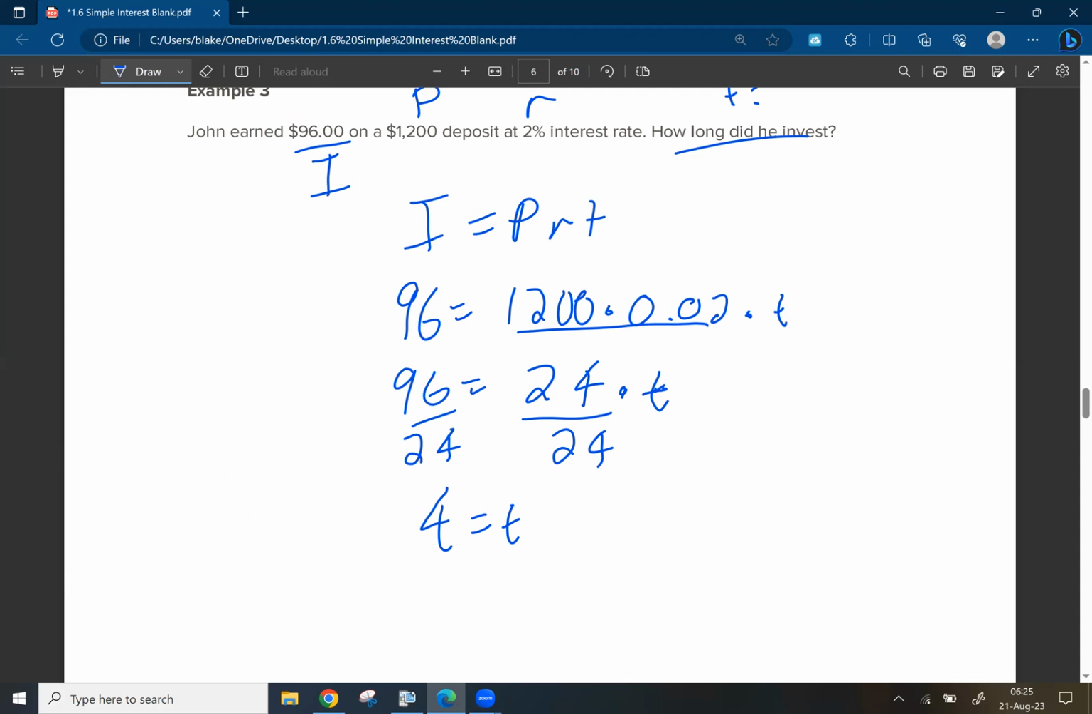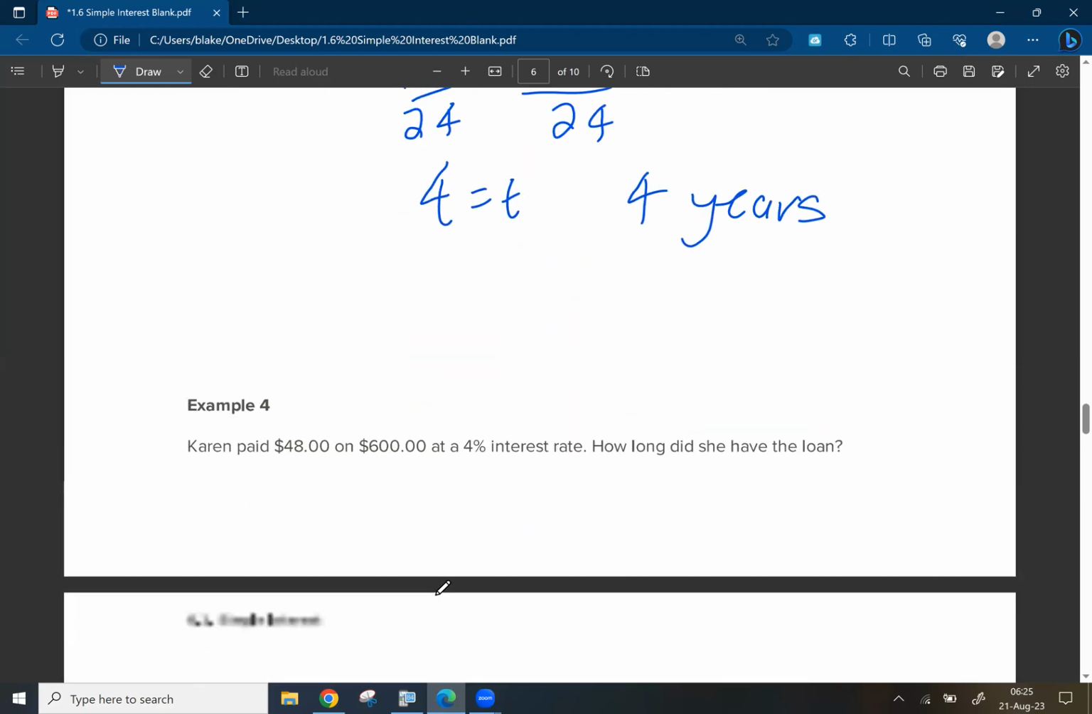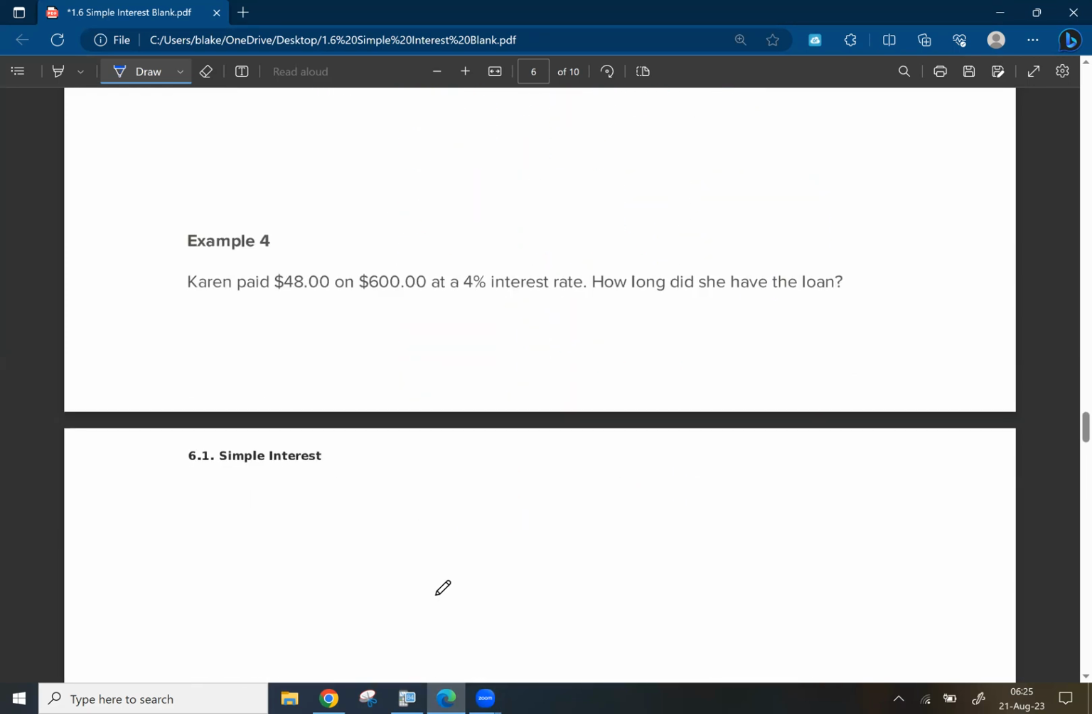So how long do you invest? 4 years. So remember, your answer here is always going to be based on years. Every answer is going to be based on a year or years. Okay, that's going to be its unit. So just keep that in mind.